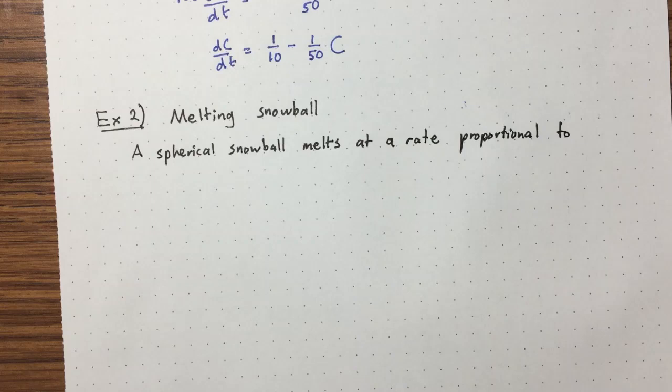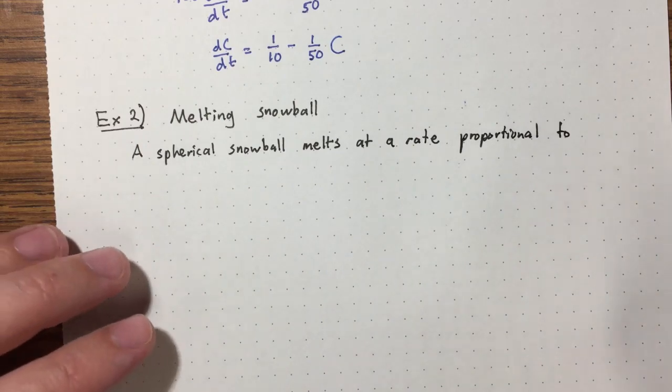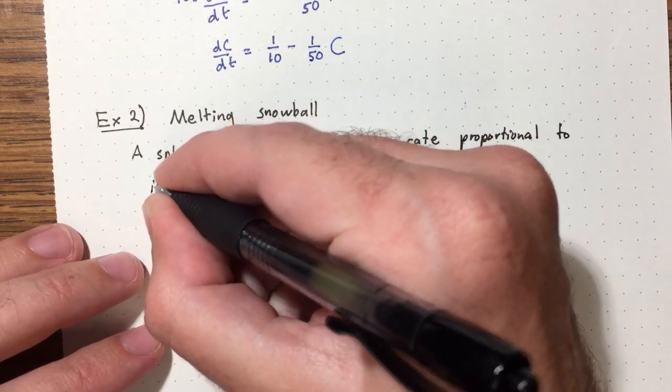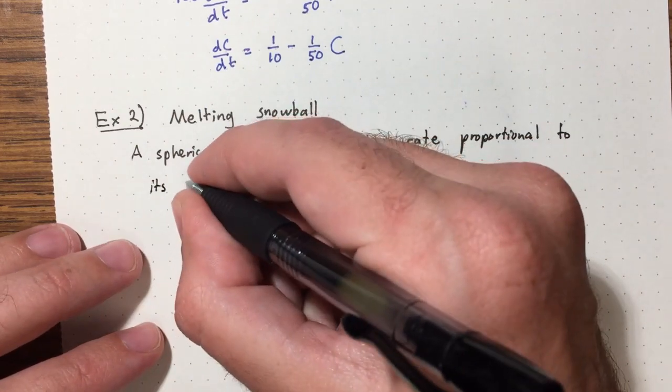Okay, so if you think about it, how does it melt? Really, the part that's melting is the part that's exposed to the sun, right? So the surface of the snowball. And the surface is going to melt away. And so we should expect this snowball to melt at a rate proportional to its surface area.